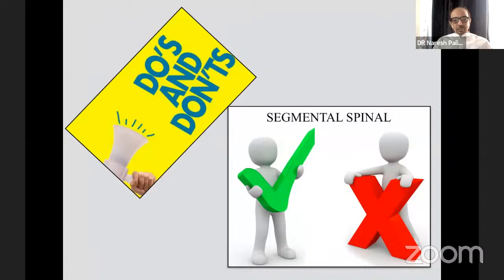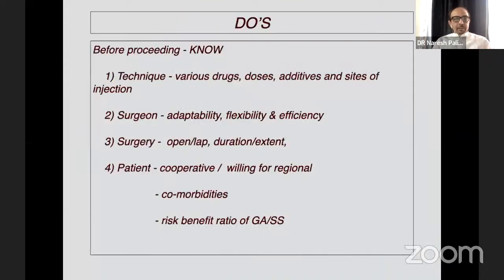There are some do's and don'ts about segmental spinal. I'll just quickly finish. I think I'm not running out of time. Before proceeding, know in detail about the technique. What are the various drugs that can be used? What are the different doses? What are the attitudes and the sites of injection that can be used for different procedures?